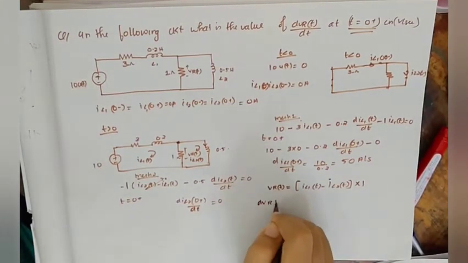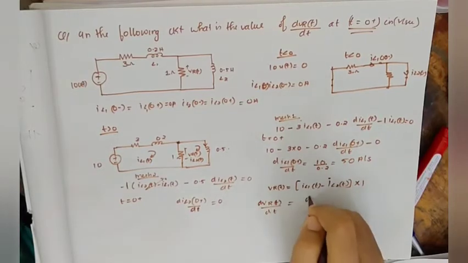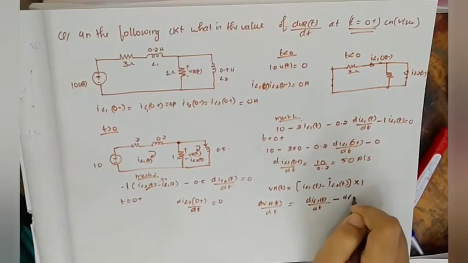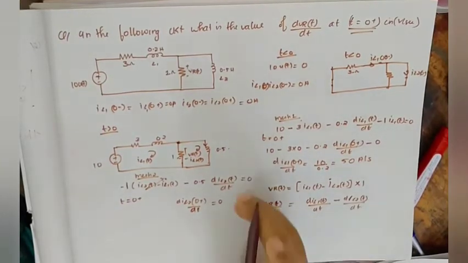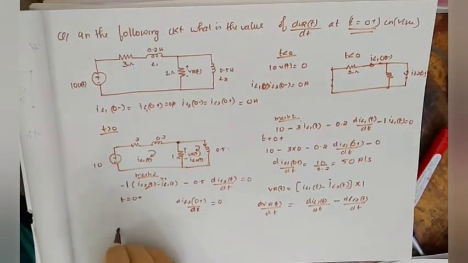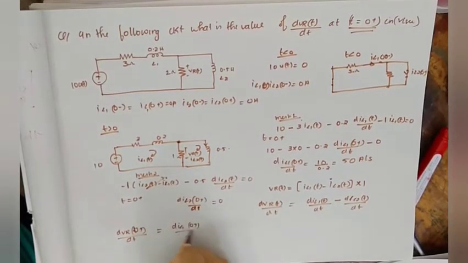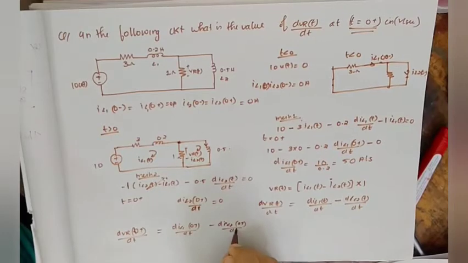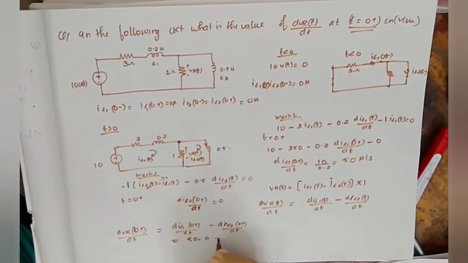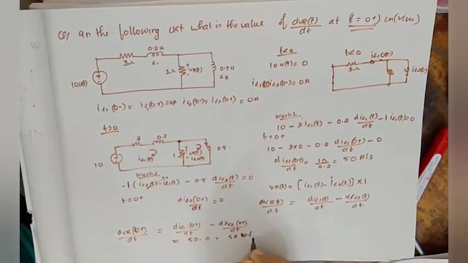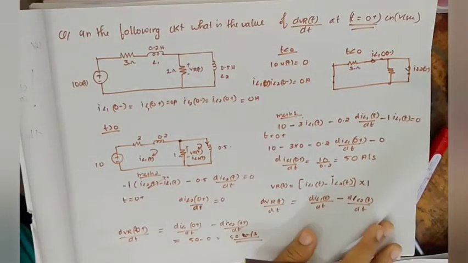So dVR of t divided by dt is equal to dIL1 of t divided by dt minus dIL2 of t divided by dt. In the question, it is asked for t is equal to 0 plus. So dVR of 0 plus divided by dt is equal to dIL1 of 0 plus divided by dt minus dIL2 of 0 plus divided by dt, which is equal to 50 minus 0, which is equal to 50 volt per second. Okay, so this is the answer. Now let's move on to the next question.